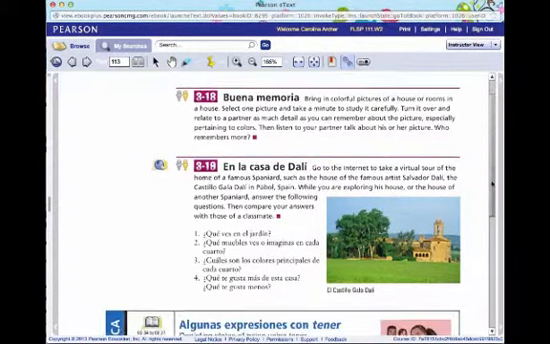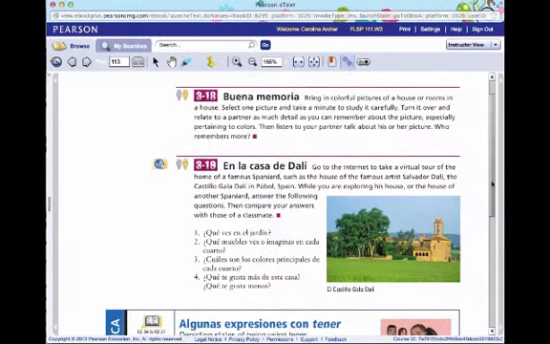Tomorrow we're going to continue with some expressions that you can learn with the verb tener. And we're going to continue with numbers and go higher.